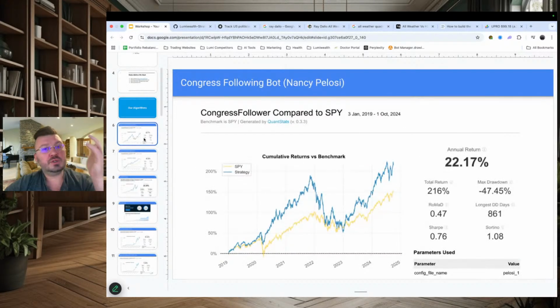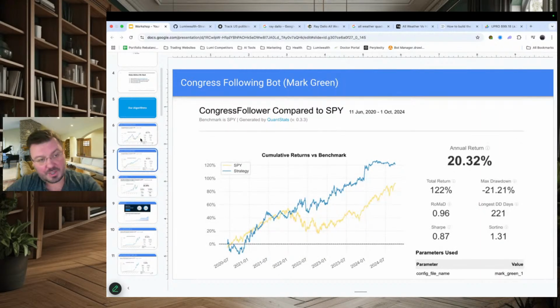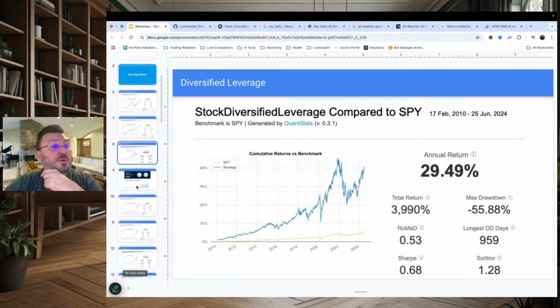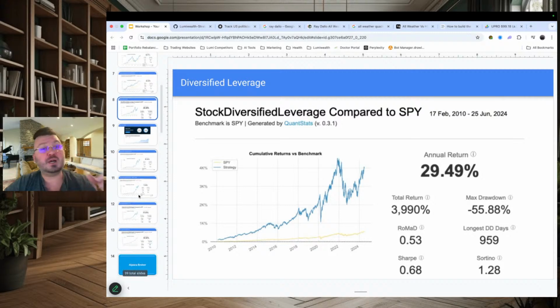I showed you our Congress following bot, both following Nancy Pelosi and Mark Green. I've also showed you our diversified leverage bot. These bots are the ones that have been around for a while and turn some heads, to be honest with you, when we look at Nancy Pelosi, but they're definitely not our best performers. So let me show you some of the bots that have been performing really, really well.